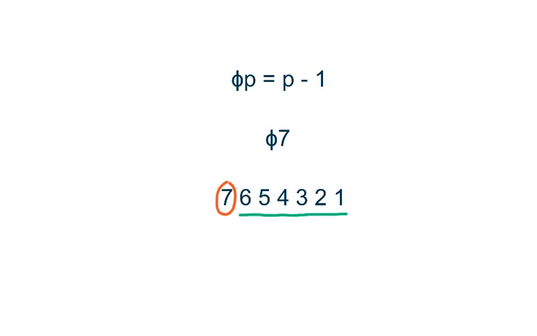Therefore, the phi of 7 is 6, or 7 minus 1. Okay, so you hopefully see why the phi of a prime number is just 1 less than the prime number itself. So now, given some semiprime number n that we know is the result of the multiplication of two prime numbers p and q, let's now talk about why the phi of that semiprime number n is equal to p minus 1 times q minus 1, which we now know is just phi of p times phi of q.